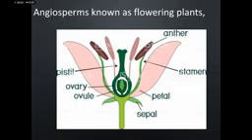Here the sepal and petal are known as non-essential whorls because they do not directly participate in sexual reproduction, while the stamen, pistil and ovary portions are known as essential whorls because they directly participate in sexual reproduction.